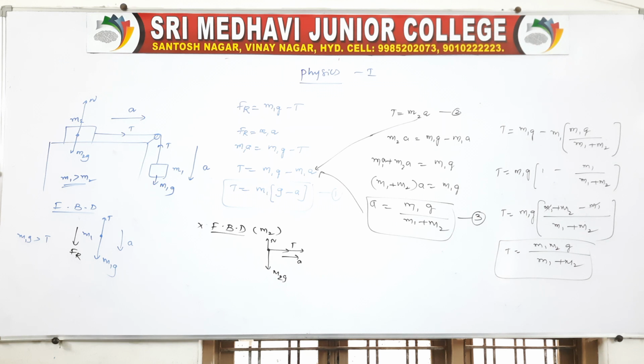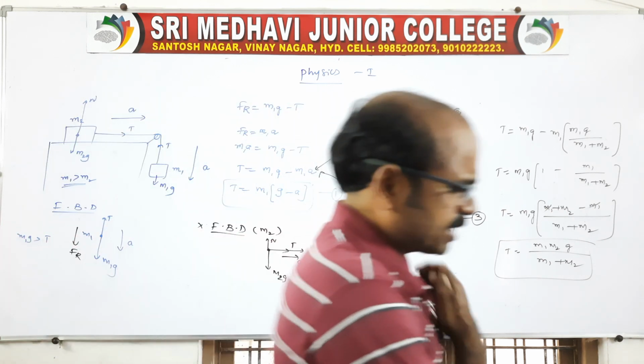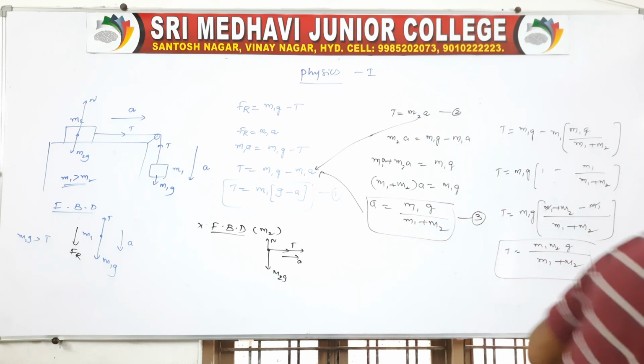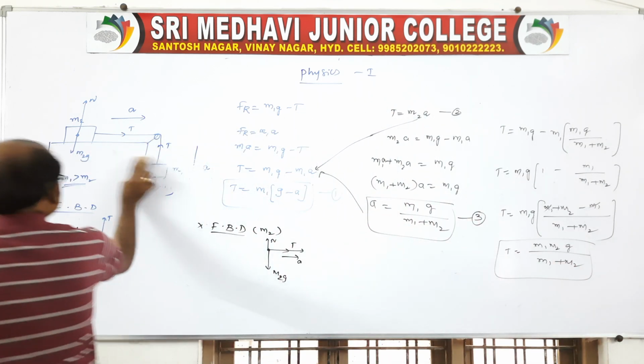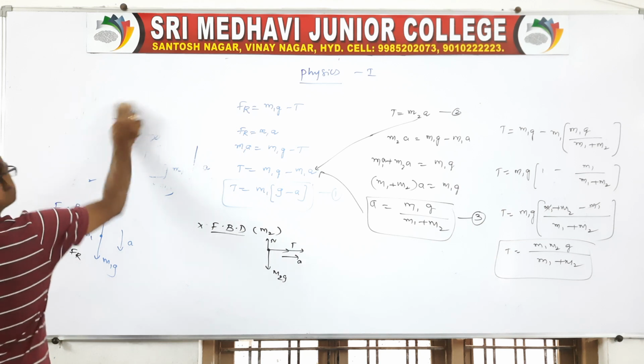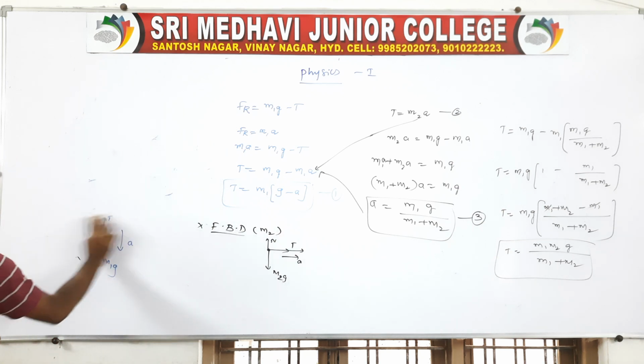Suppose the constraint is given with a block placed on an inclined plane. I will explain what is meant by an inclined plane. Suppose the block is placed on an incline, and an incline is nothing but what we can call a wedge.